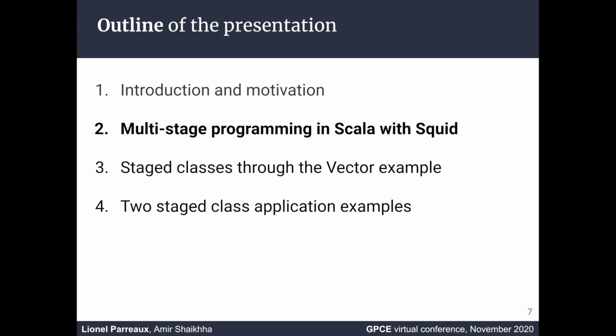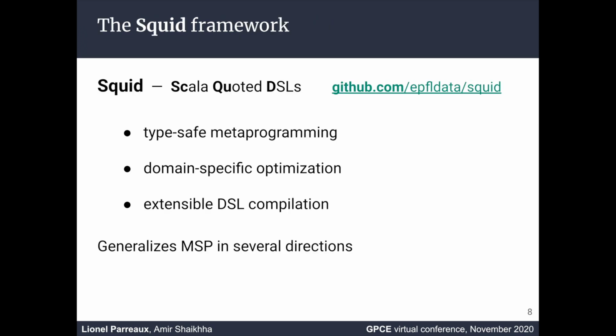In the rest of this presentation, we will review the basics of multi-stage programming in Scala using the Squid framework. Then we will discover stage classes through a generic vector class example. And finally, we will briefly describe two stage class application examples. Squid is a type-safe metaprogramming and extensible compilation framework implemented as a library in the Scala programming language. It is open source and available on GitHub.